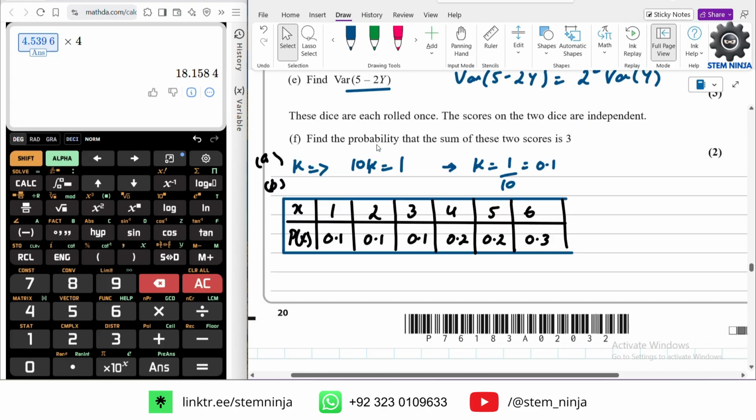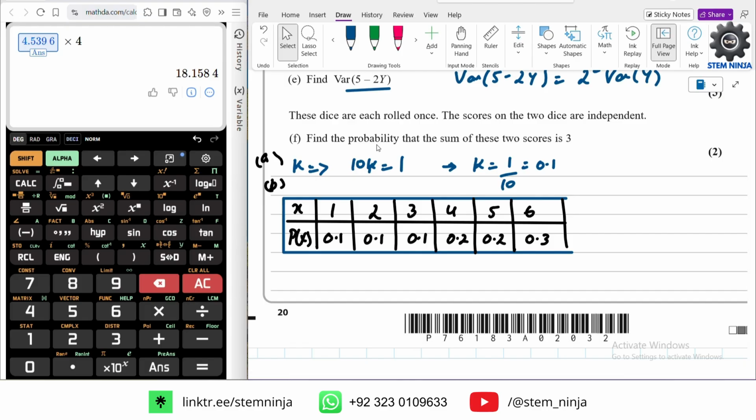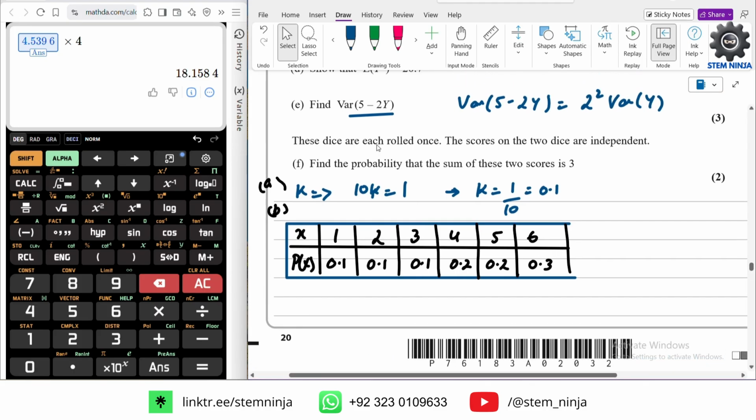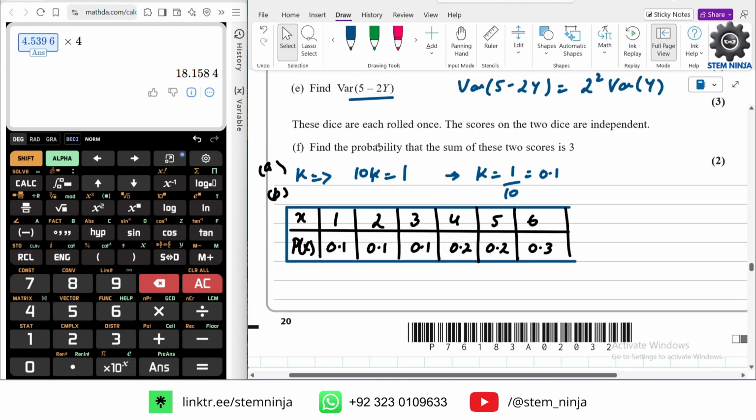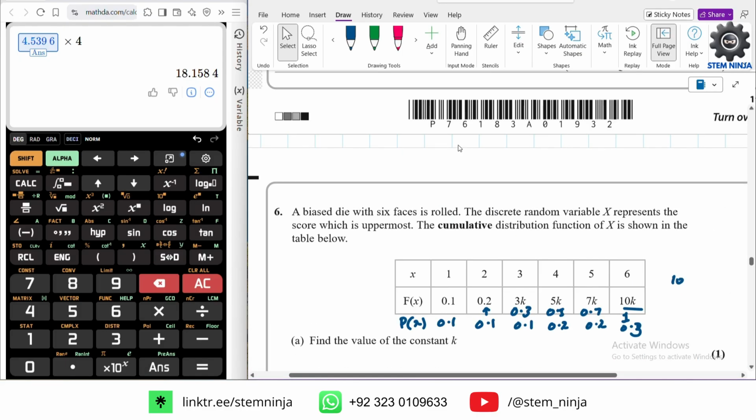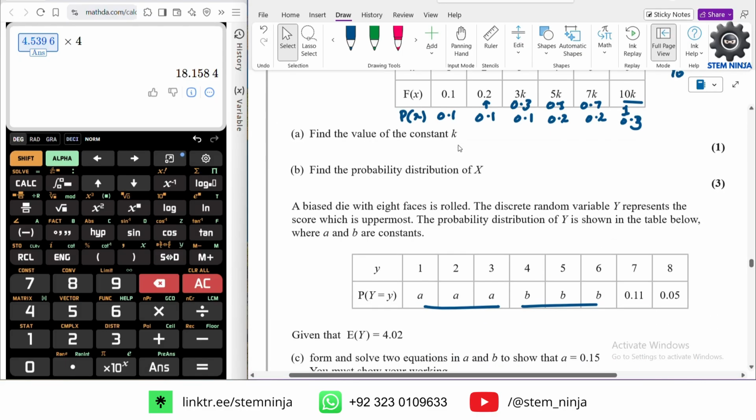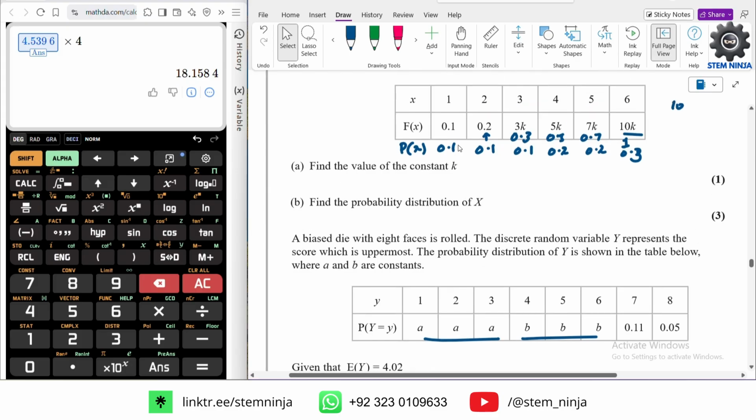Okay. These dice are rolled once. The scores on the two dice are independent. So these dice, the 6-faced die and the 8-faced die. Find the probability that the sum of these scores is 3. So it can only happen if you get 1, 2 or 2, 1. Right? That is the only way this can happen.